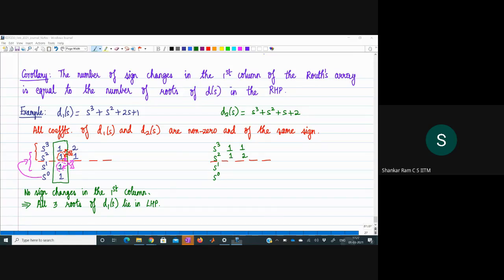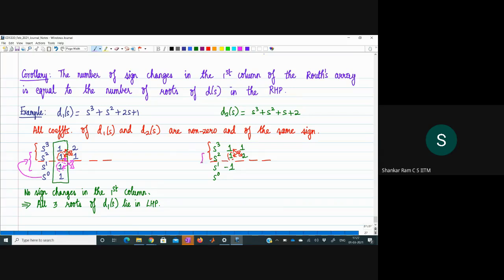Right? So what do we do in order to figure out the coefficient in the s power 1 row? We take the two rows immediately above it. Then we multiply this one with 1, subtract the product of 1 and 2, and then divide by this one. So what will I get? I'll get 1 minus 2, which is minus 1. Minus 1 divided by 1, I will have minus 1. So that is the coefficient in the s power 1 row. And I don't need to do anything more because I don't have any other elements to process in the row above.